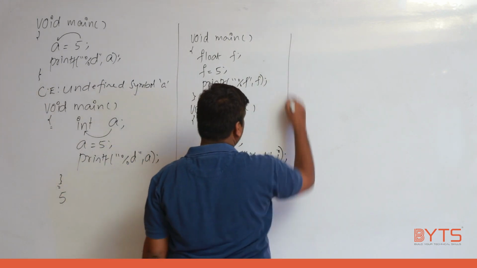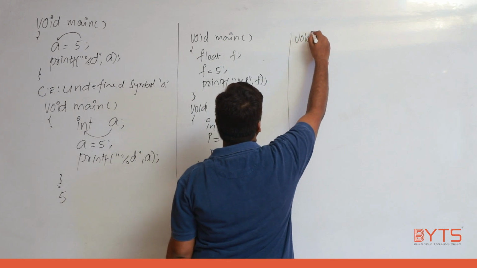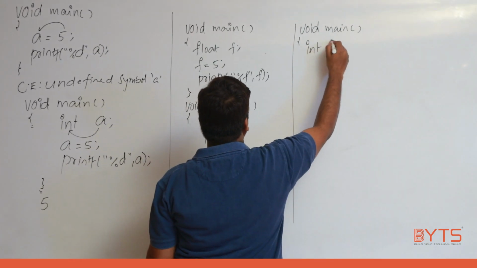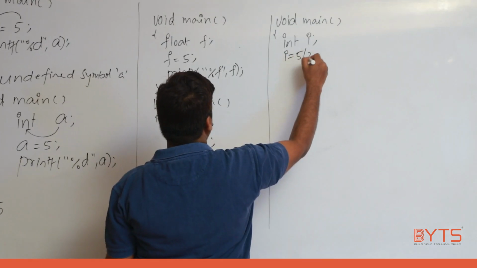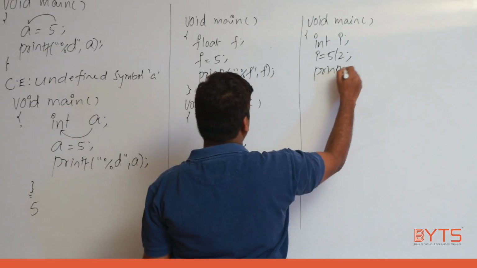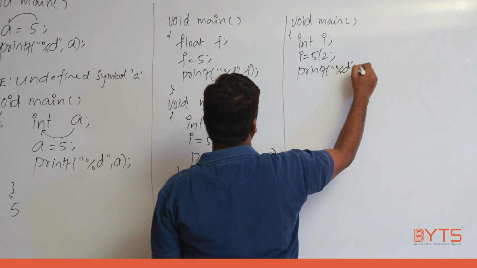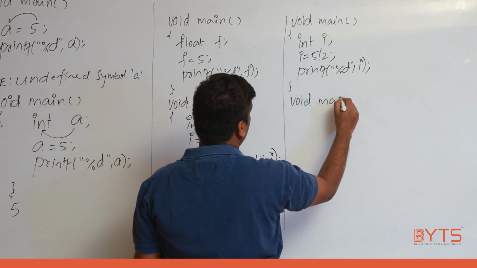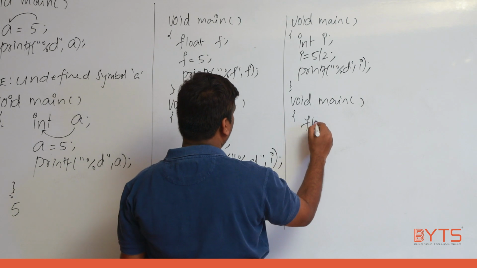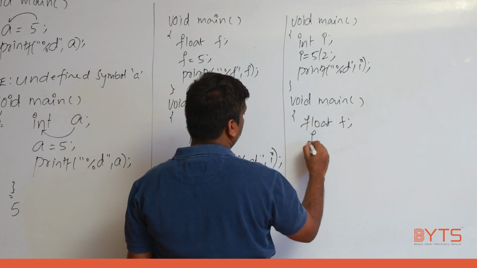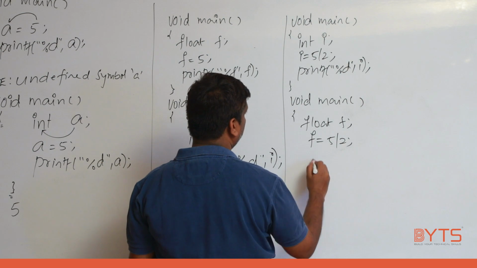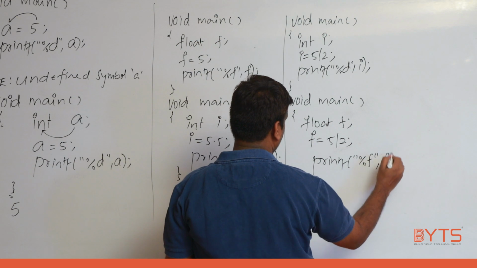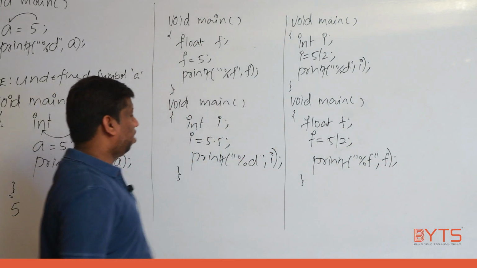See here. Void main, int I is equal to 5 by 2. This is a very important example. printf percentile d comma I. Void main, float f is equal to 5 by 2. printf percentile f comma f. Now we will see how the concept will move on.